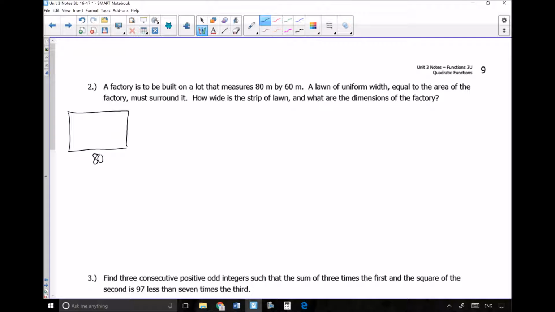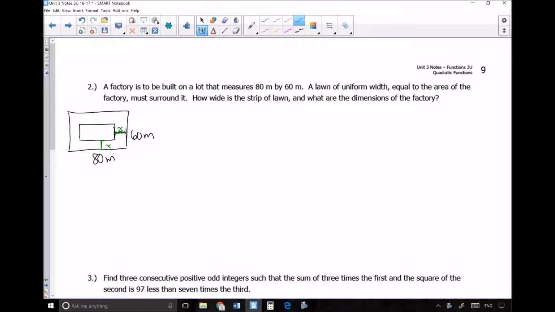And I know that it measures 80 meters by 60 meters. So now that I know that, I also know that there's going to be a lawn of uniform width equal to the area of the factory that's going to surround it. So that means that my factory is going to go inside my lawn, and I know that this right here has a width of x. So from here to here we have x, and this width right here is x, which means that this width right here is also going to be x, okay?